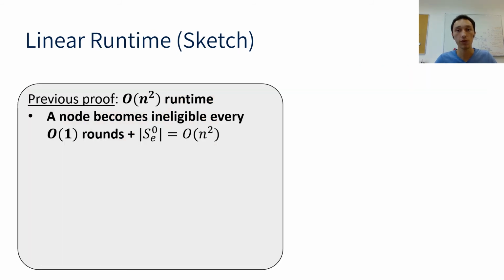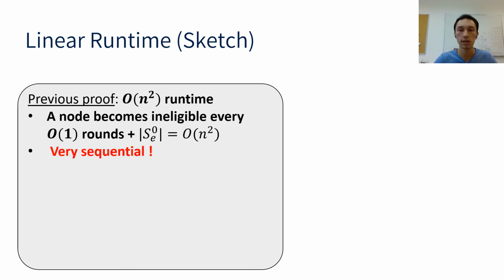The correctness proof can provide the O(n²) runtime up above. Indeed, the previous lemmas can easily be adapted to a node becomes ineligible every O(1) rounds. Since the number of eligible nodes is initially bounded by O(n²) and cannot increase, the runtime follows.